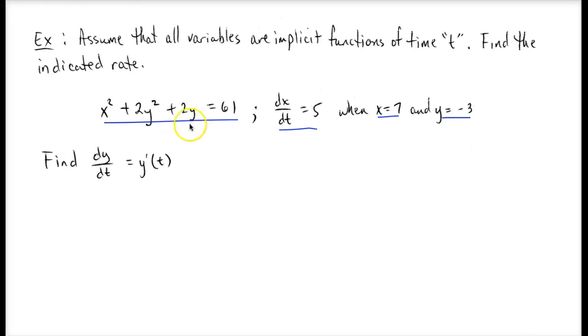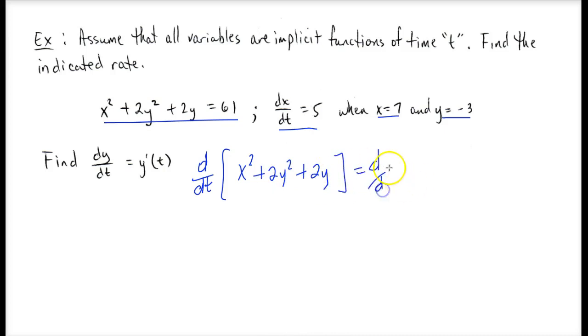The first thing that we want to do is take the derivative of both sides of this equation with respect to t. So let's go ahead and do that now. We have d over dt of x squared plus 2y squared plus 2y, and on the other side, we'll have 61.